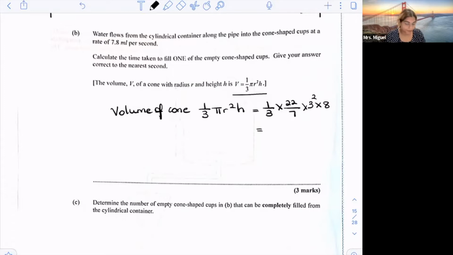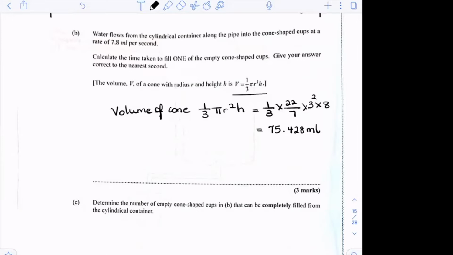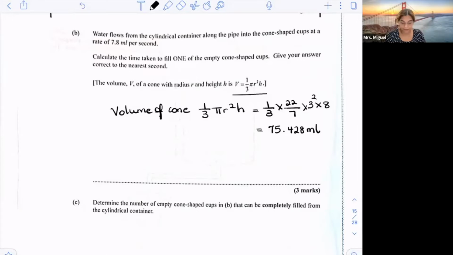All right, so what answer did you all get here? 75.428 milliliters. Did you all get that? Yeah, miss. Right? They ask us to calculate the time taken to fill one of the empty cone-shaped cups. So the rate is given as the volume over time. How do I know that? Because it is given by milliliters over seconds.